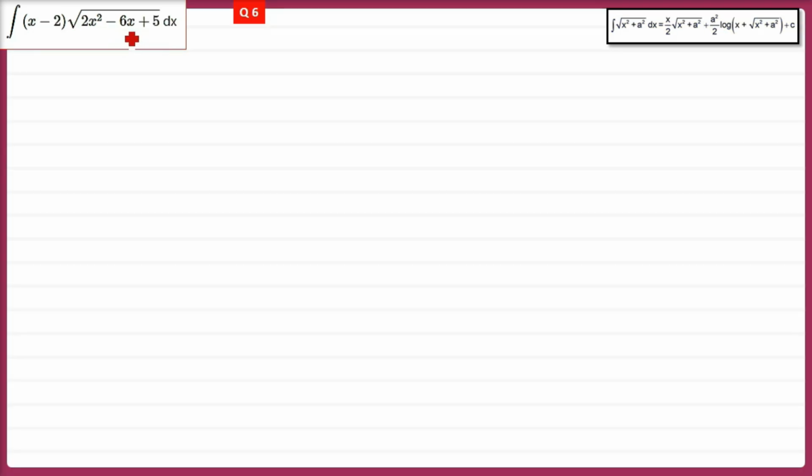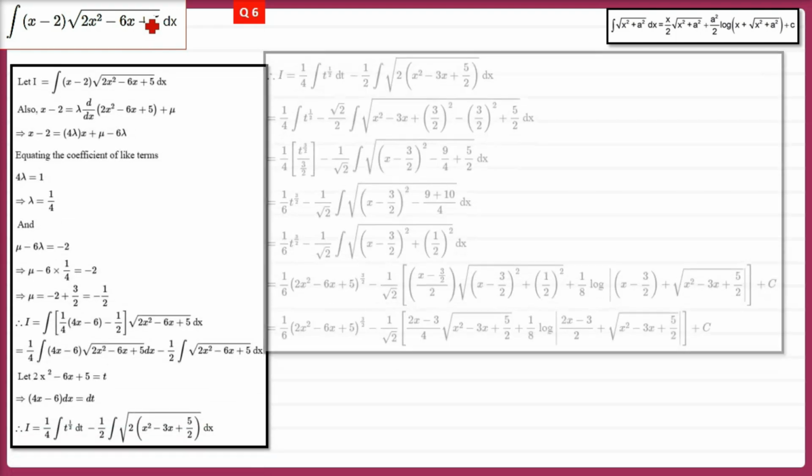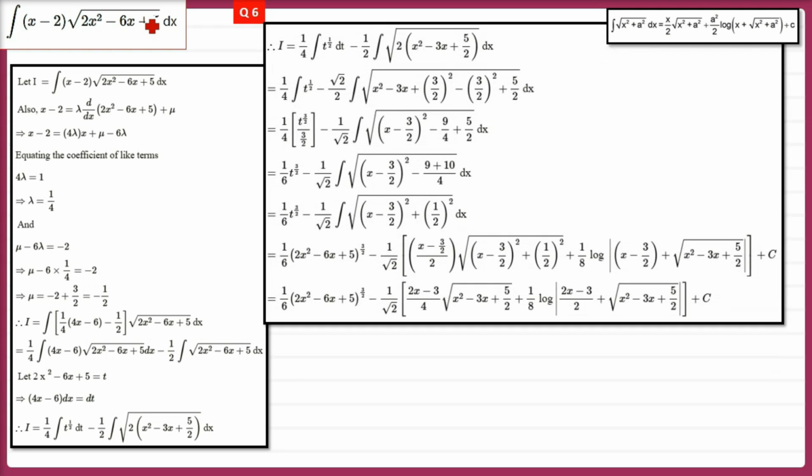So we have x minus 2 outside, which is a linear equation, under root 2x square minus 6x plus 5, which is the quadratic equation. And this is how you can solve it, because we have done a question like this. 2 or 3 questions we have already completed like this. So this is for your reference only.